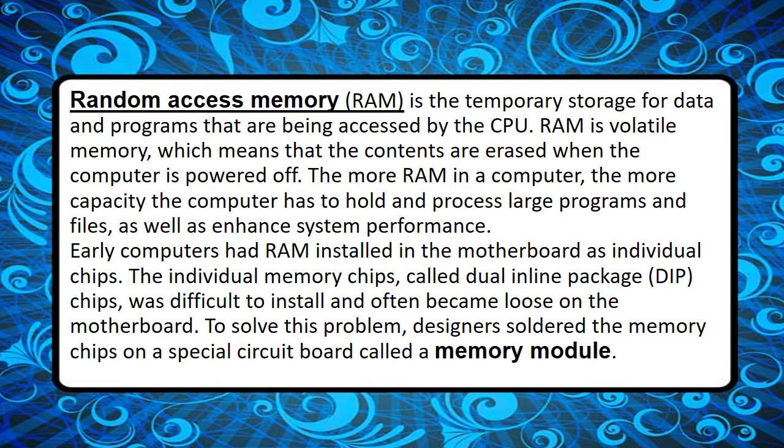Early computers had RAM installed in the motherboard as individual chips. The individual memory chips are called dual inline package or DIP chips. It was difficult to install and often became loose on the motherboard. So to solve this problem, designers soldered the memory chips on a special circuit board called a memory module.